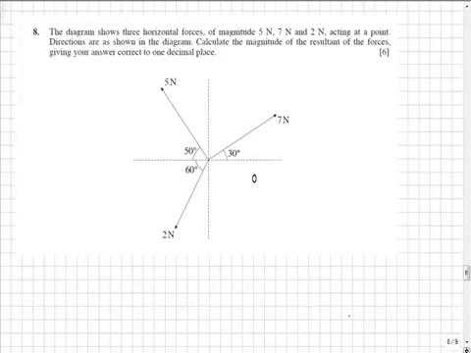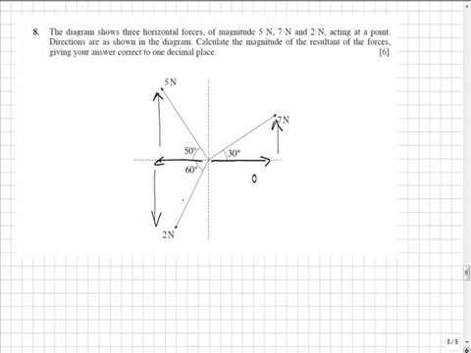A fairly standard question here, just to find the magnitude and resultant of forces acting around a point. First thing to do would be to split all your forces into horizontal and vertical components.